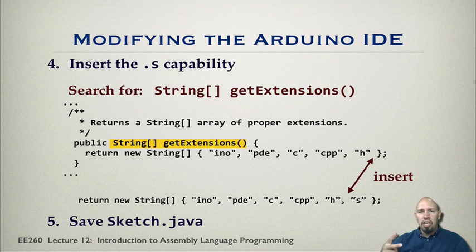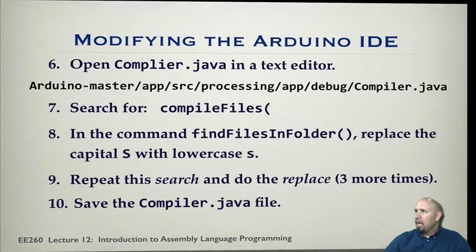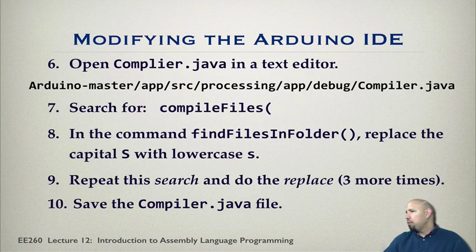So those are the two changes we need to make, very simple changes, and then we save the file. We just modified the sketch.java file, and we did so in just two places. The whole point of that was just to allow S files. Everything else about assembly it already can do, so all we have to do is allow it to access those files. So that should have been steps 4 and 5.